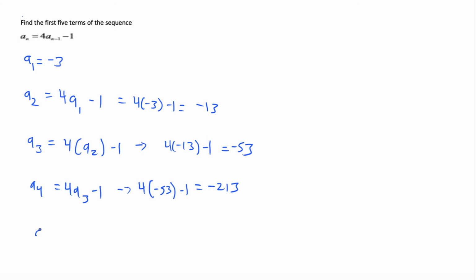And then finally, a5 would be 4 times a4 minus 1. So we'll plug in that -213 here, subtract 1 from it, and we should get the fifth term in this recursive sequence. In this case, we get -853. So these will be the first five terms of this sequence.